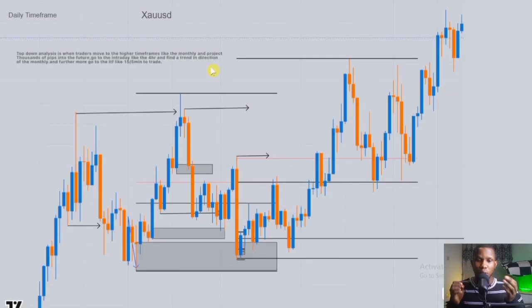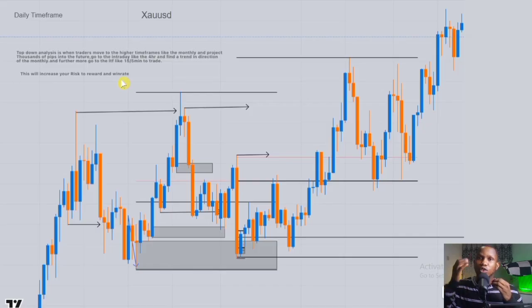What is the top-down analysis? It is when traders go to the higher time frames like the monthly and project thousands of pips into the future, and they move to the intraday like the 4-hour and find a trend in direction of that same monthly, and furthermore they go to the lower time frame like the 15 minutes or 5 minutes to trade in that same direction. This will totally increase your risk to reward ratio and your win rate.